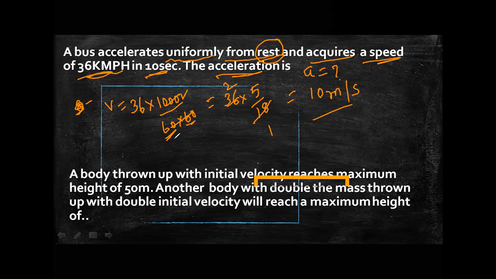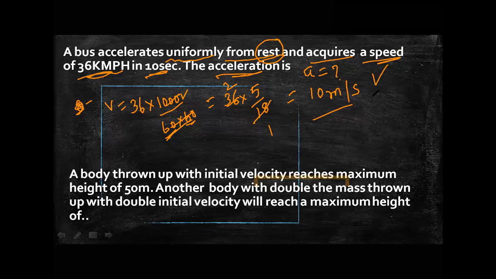1 hour, how many seconds? 1 hour, how many minutes? 60 minutes. But seconds, if you want to convert, how many? 1 minute, how many seconds? 60. So 60 into 60 seconds, 3600 seconds. So I converted that into 1000 by 60 into 60. When I simplify it, I got 36 into 5 by 18. 18 1 ja, 18 2 ja, I got this.